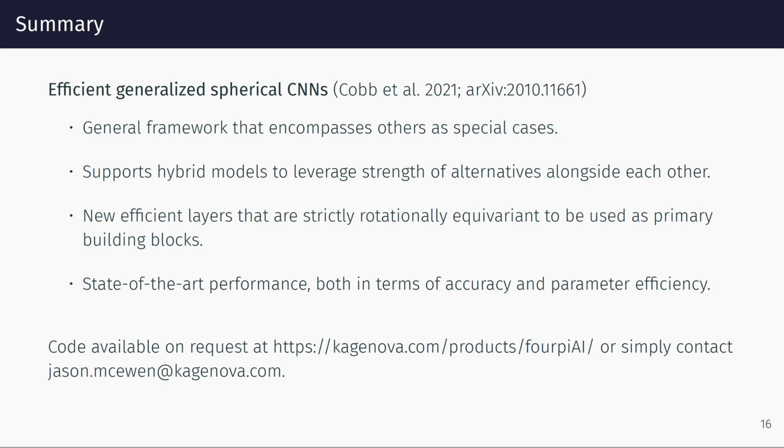To summarize, we have introduced an efficient generalized spherical CNN framework that builds on the layers of existing approaches to allow them to be leveraged alongside each other, while also introducing a number of new efficient layers to be used as the primary building blocks of the framework. We achieve state-of-the-art performance, both in terms of accuracy and parameter efficiency.